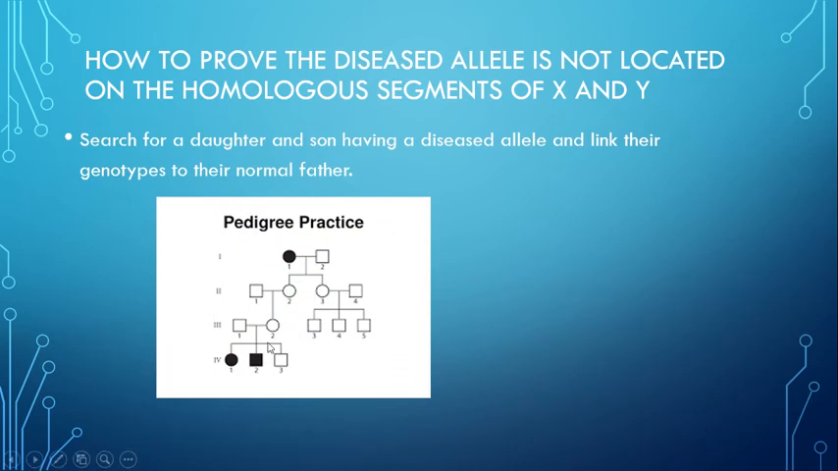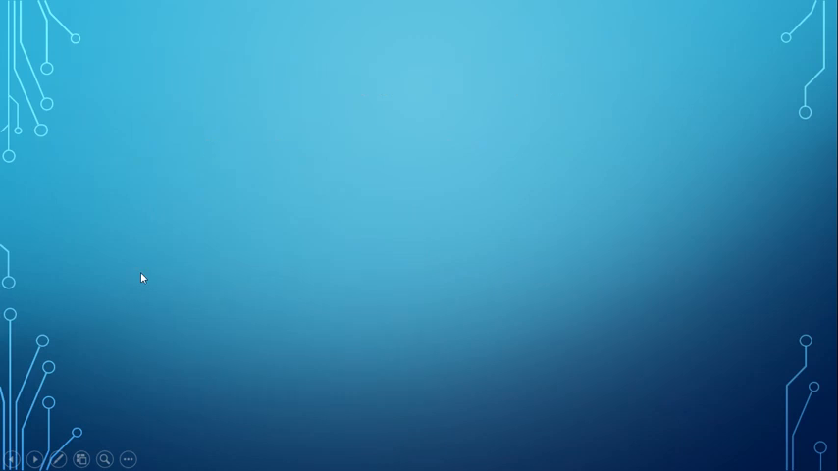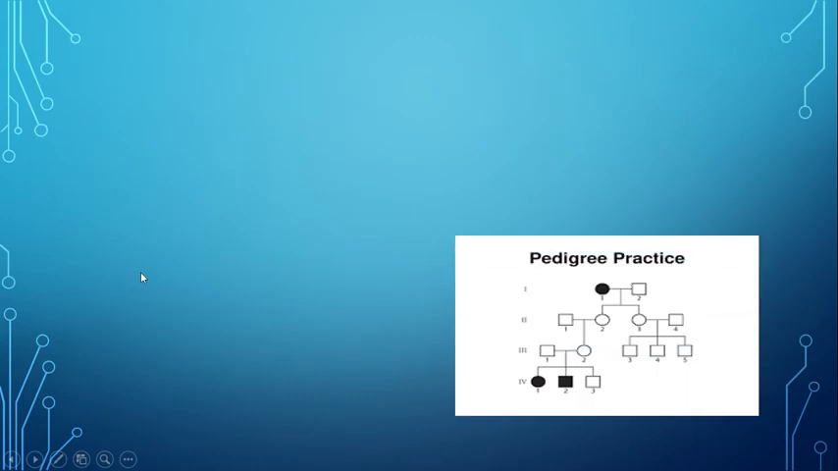When you want to prove that the studied trait is not located on the part of X homologous to Y, this is what you're supposed to be looking for. A male and a female, both of which are affected, but their father is not affected. Let's see why. First of all, this is the same pedigree.